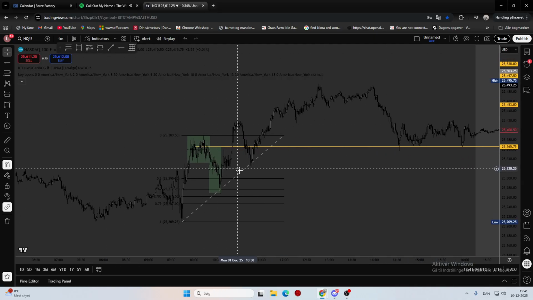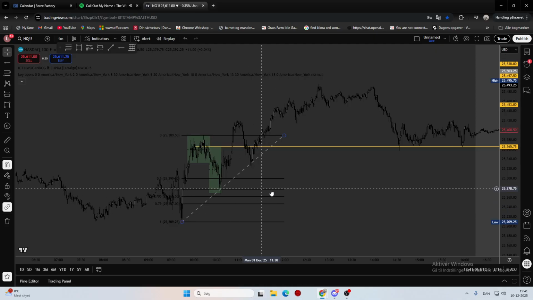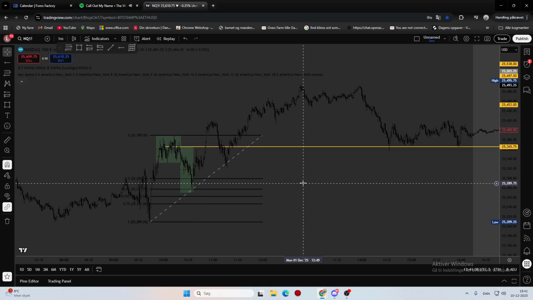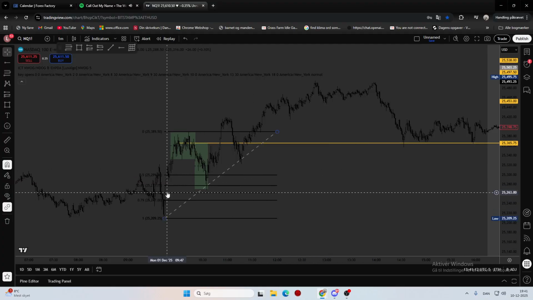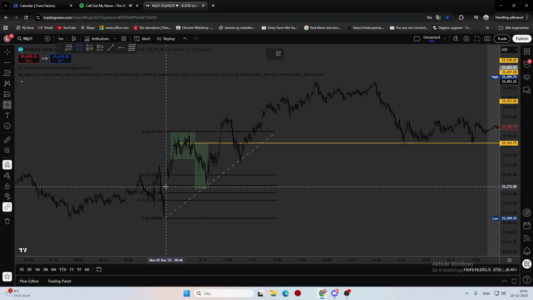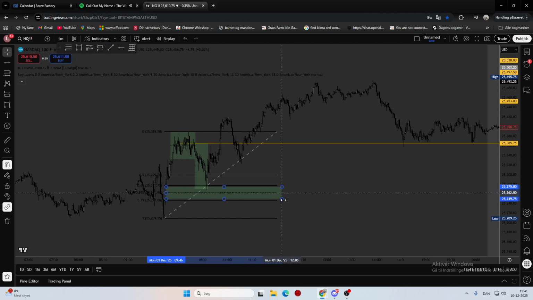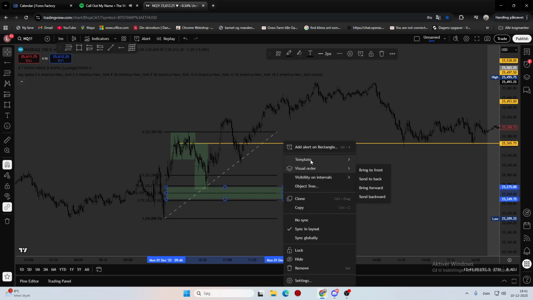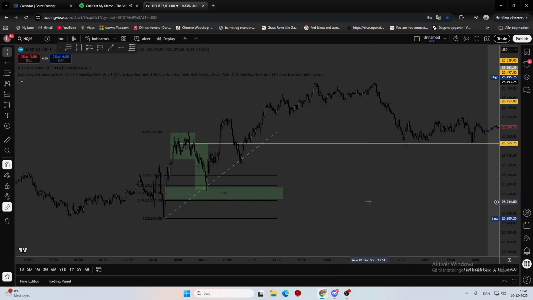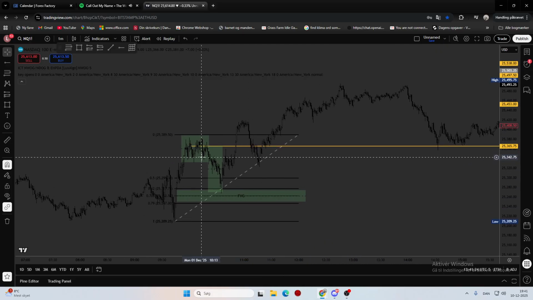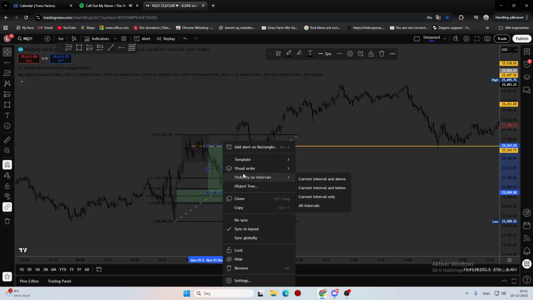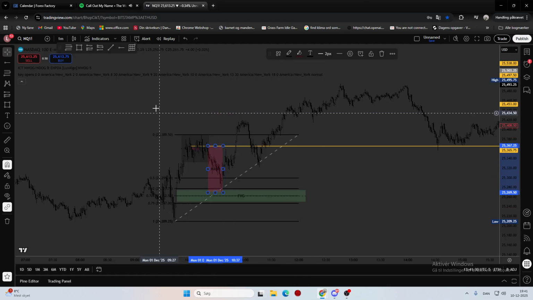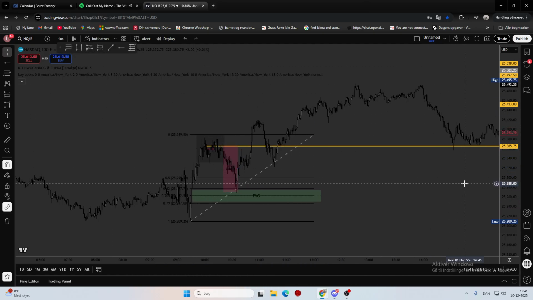Again here, we can see we have an unmitigated fair value gap, which is actually pretty good. It's the most premium fair value gap we have. This one right here. People say fair value gap is for bots, but it can be very useful, to be honest. The fair value gap is also green. Consolidation, manipulation, and then distribution here.